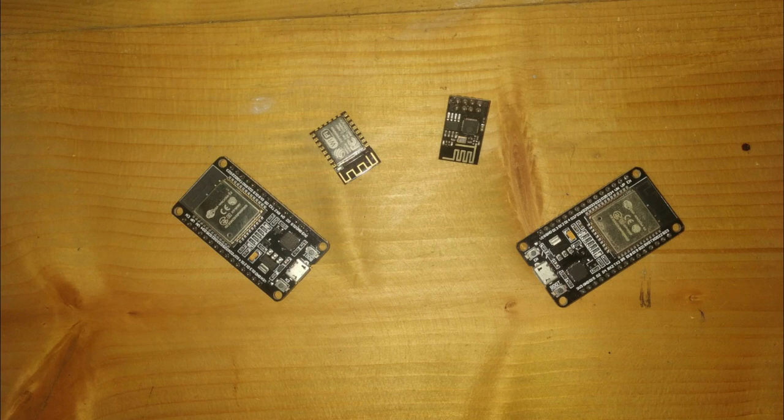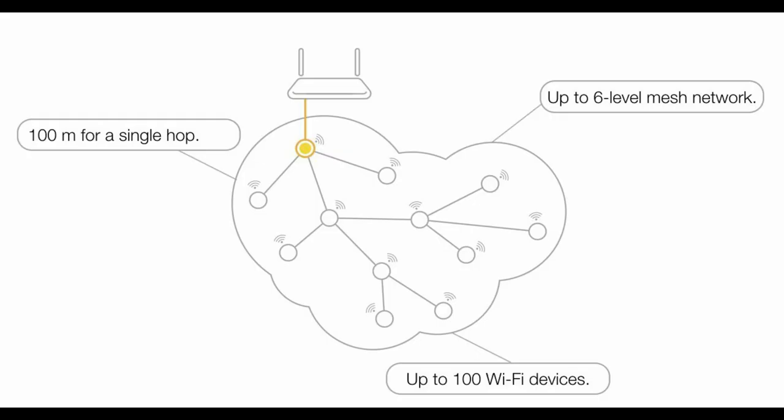So what actually does a mesh topology look like? A mesh topology looks like this. In this configuration, each device is connected to a nearby device. And each device in the mesh topology is known as a node.